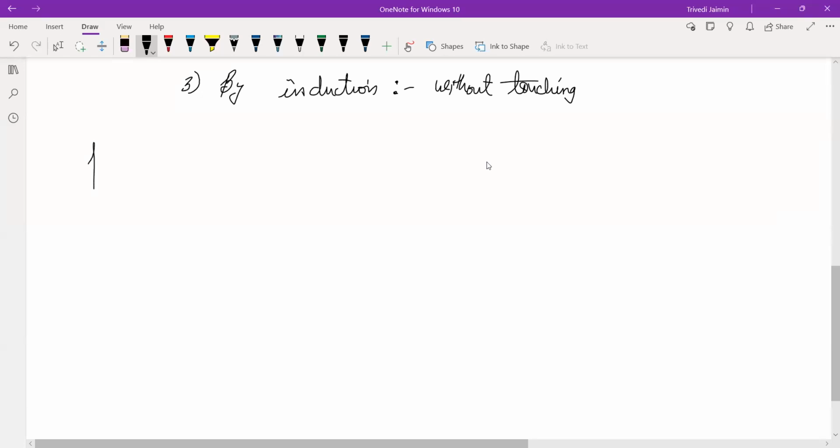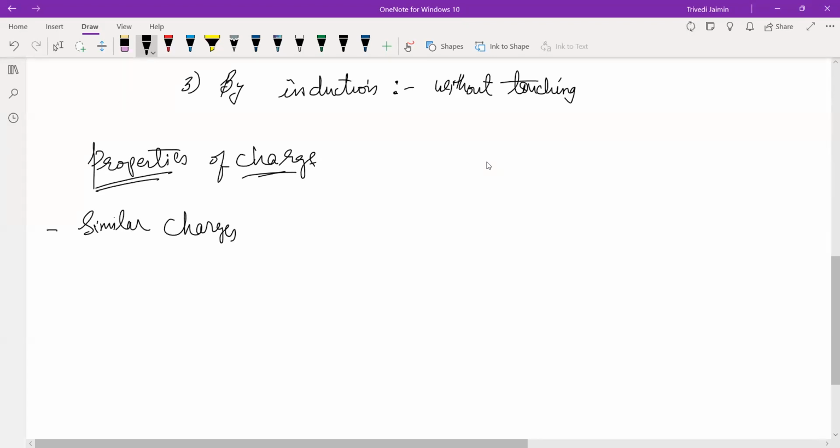Now we'll see properties of charge. Property is very, very easy. We can start like this: like charges attract, right? Similar charges, meaning like charges attract.